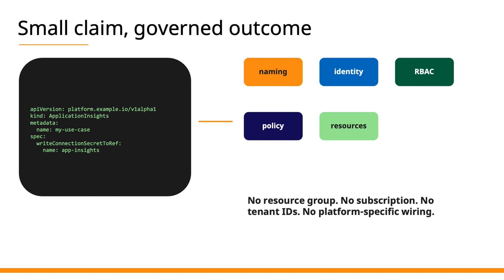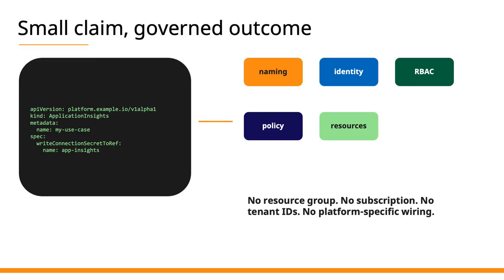With this small snippet, you get the naming, the identity, the RBAC policy, and exactly the resources. And the devs don't have to add anything like a resource group, no subscription, no tenant IDs, nothing. So really easy for the developers. So how do we get to this point, that we deploy to the right resource group and the right subscription?